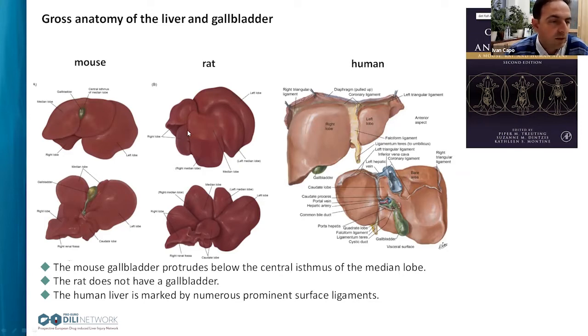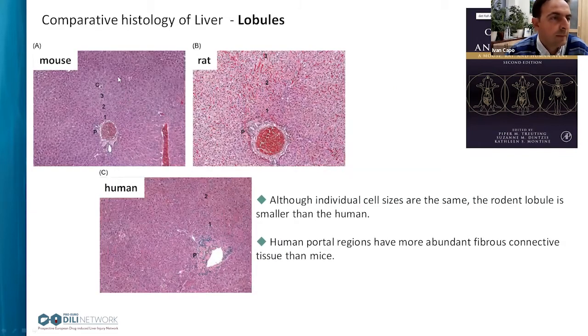If we are looking at the surface of the liver in the human, we have a number of ligaments, which are actually not present in the mouse and the rat. The liver is completely free inside the abdominal cavity, which is not the same in humans. Those are some of the gross differences we can find in these three species.